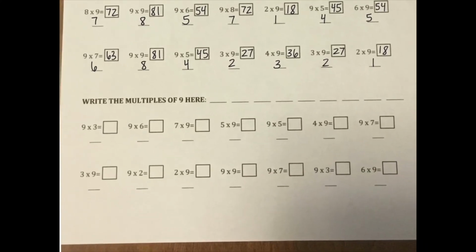Before we do these last 2, let's say our multiples one more time. Whisper them out loud. I don't think you whispered them last time, did you? This time, really, really whisper it. Here we go. 9, 18, 27, 36, 45, 54, 63, 72, 81.